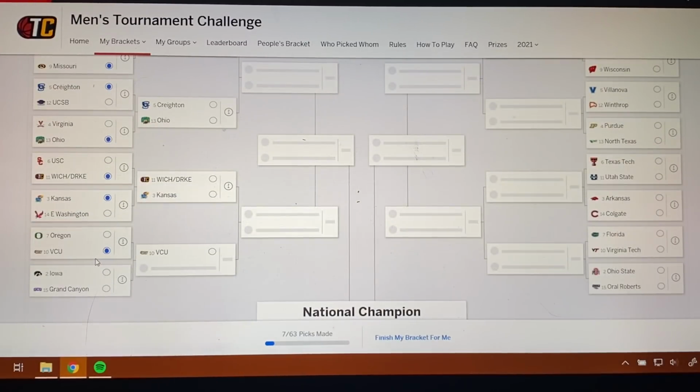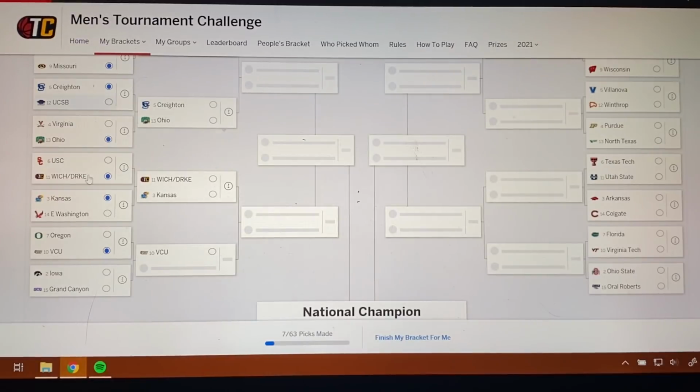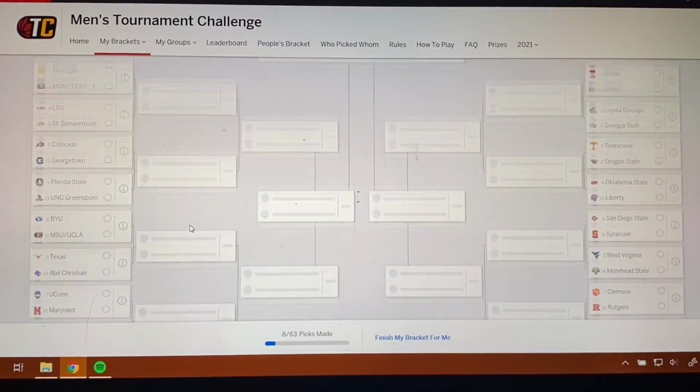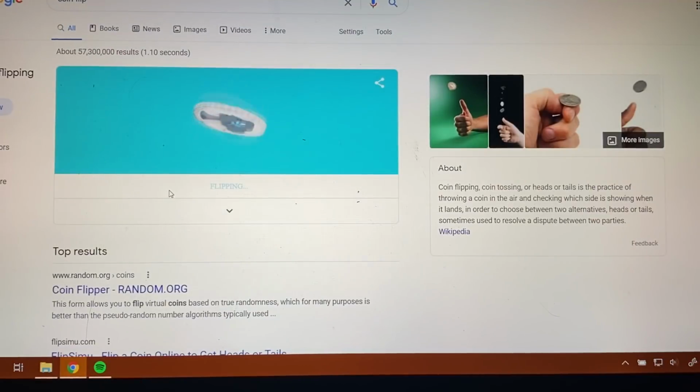All right, this would be huge if we could have Grand Canyon somehow upset Iowa. Come on, Grand Canyon. We have Grand Canyon winning. We have a 15 seed upsetting a 2 seed in Grand Canyon over Iowa. Obviously that one's not going to happen in real life, so it's just fun to see here. So we're going to go ahead and move down the bracket here to Region 4, taking a flip here.